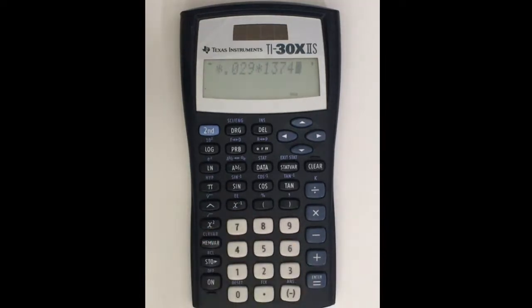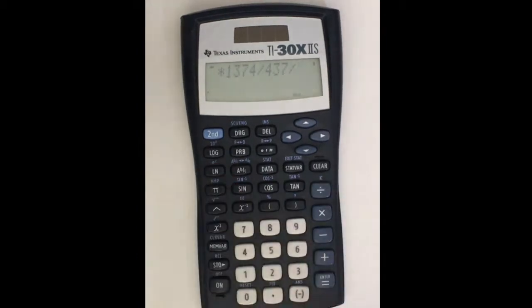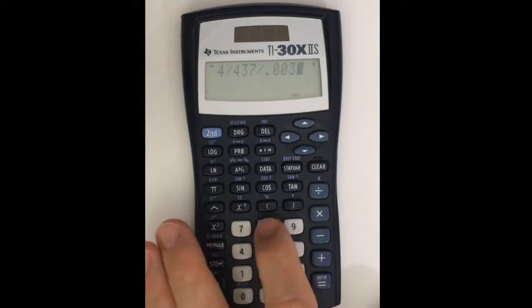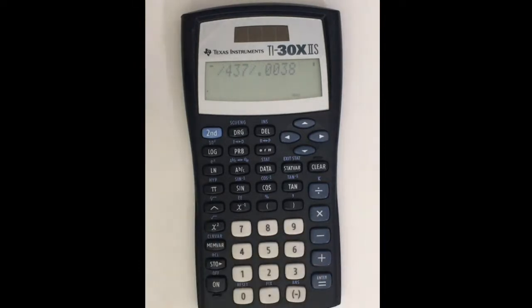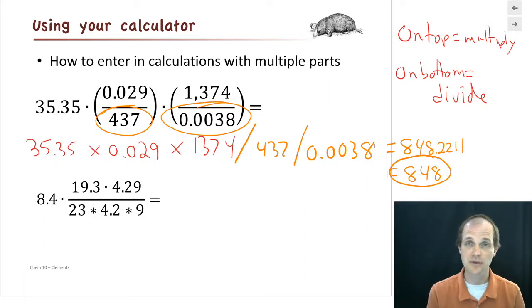1374. We do that, and then we divide by 437, and we divide by 0.0038. Okay, so now I can't see the left-hand side, but as I was typing it in, I was verifying that I typed my numbers in correctly. I hit equals down there, and I get 848.221185, etc. We'll learn in a little while that we're going to round that out, but for now, let's just put 848 as our answer. I encourage you to get your calculator out and make sure that you're able to get that result as well when you do the problem.